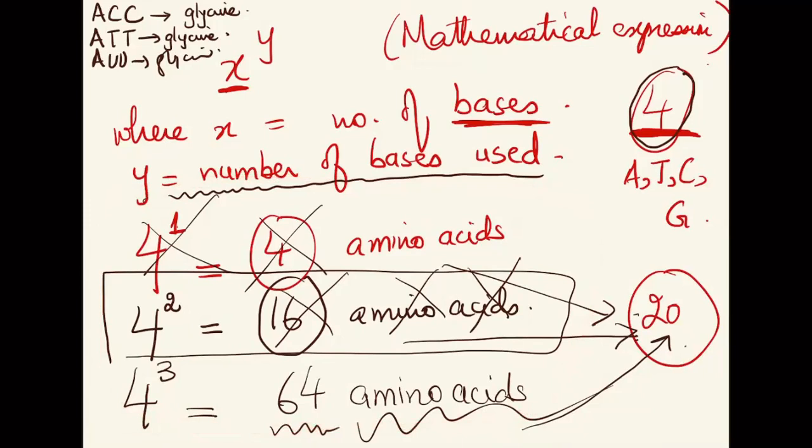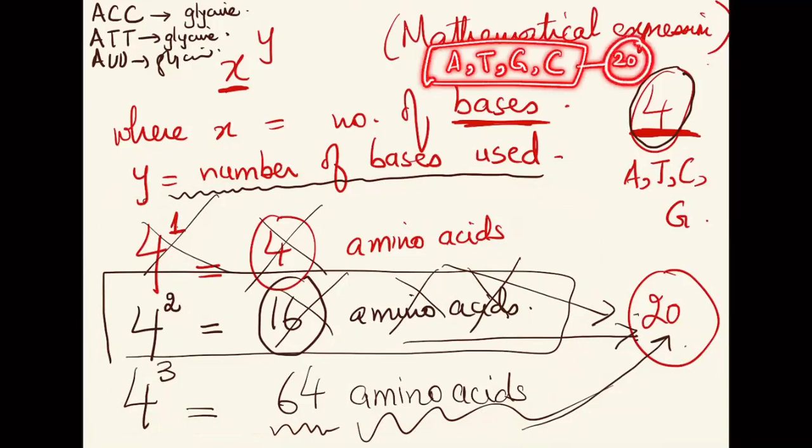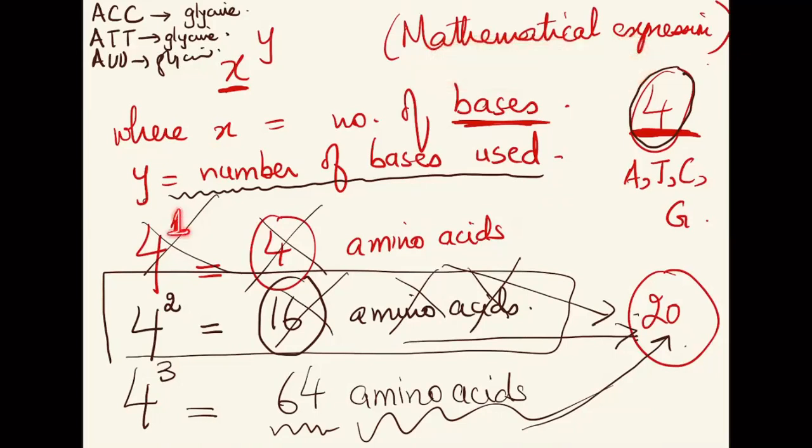I'm just assuming I have 4 possible bases, and how many varieties of amino acids do I have to make? 20. So technically, if I assume that 1 base is representing 1 amino acid, then with 4 bases, 4 raised to the power 1 means I'll be ending up in only 4 varieties of amino acids. Okay? So I am rejecting this hypothesis.